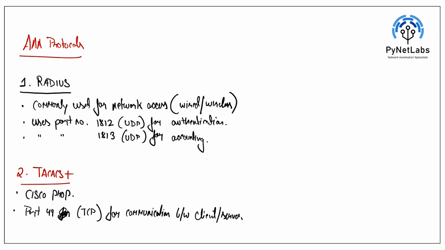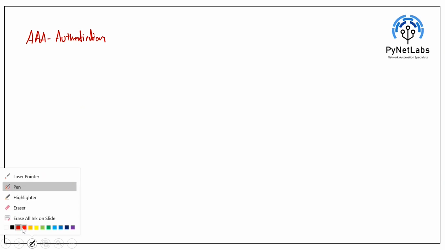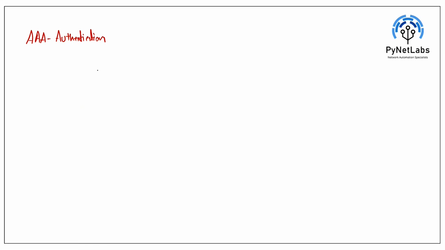When you look at the AAA authentication part, guys, there are two types of authentication, and we will have some labs here as well. The first is the login authentication. Login allows you to access the user mode.